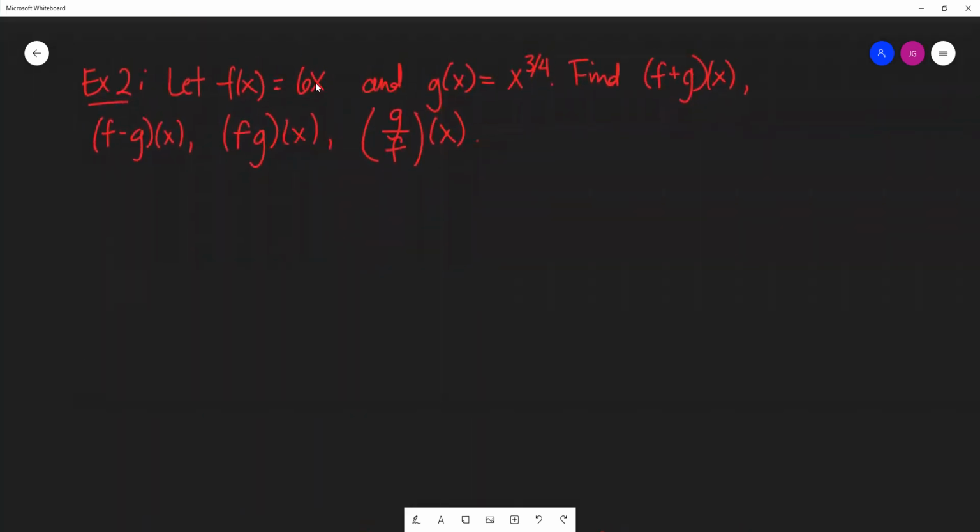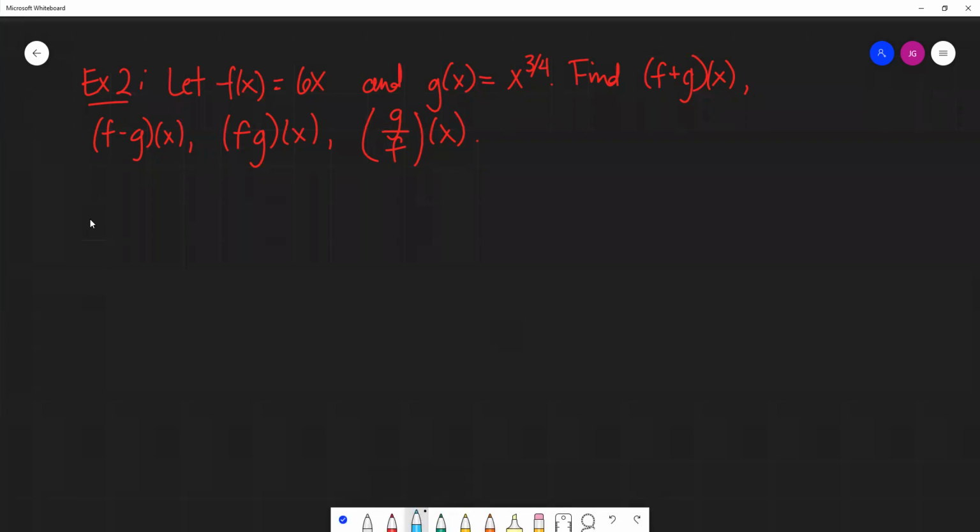So let f of x equal 6x and g of x equal x to the 3/4, okay? We're using our fractional exponents. We can have those in functions. They look pretty nice. We'll graph those in 6.5. Find f plus g of x, f minus g of x, f times g of x, and this is why we read the instructions. That one says g divided by f of x. Okay, so just be careful there. All right, let's get to it.